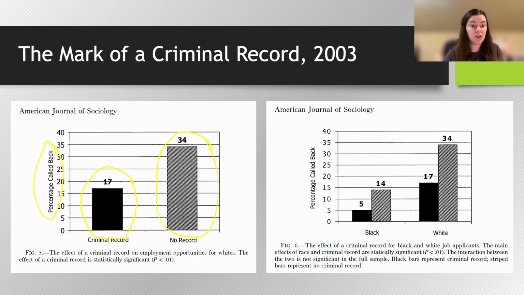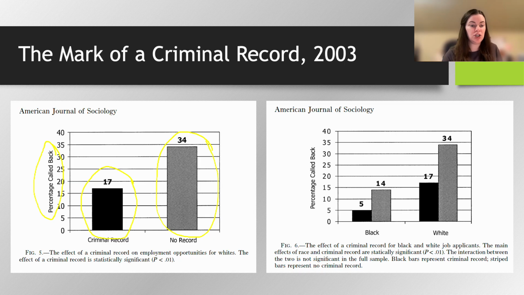So what Devah Pager was able to show in this case is that you had twice the likelihood of having a job callback if you did not have a criminal record. And so we can see a clear effect here in this black bar that a criminal record severely impacts your ability to acquire a job callback and affects your future employment opportunities. In the very next figure in this study, though, she also disaggregated this by race.